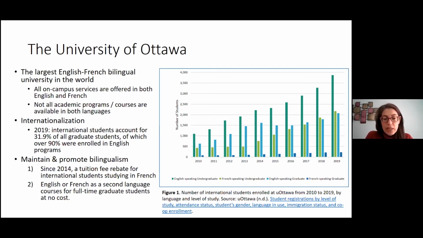What the university did in 2014, it introduced a special tuition fee rebate for international students studying in French. And you can see how starting in 2015, immediately, especially on the undergraduate side, this policy paid off in terms of attracting more French-speaking international students. Next slide.